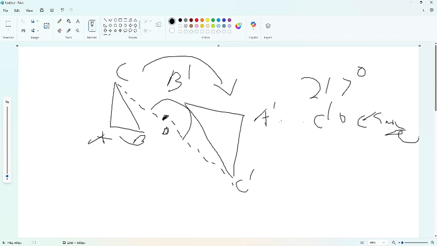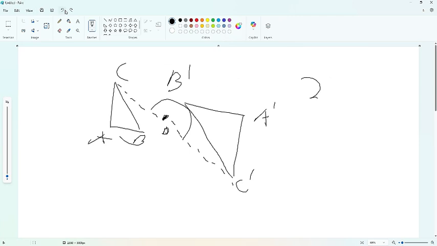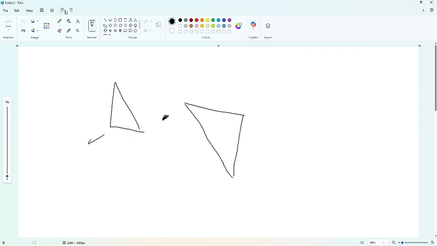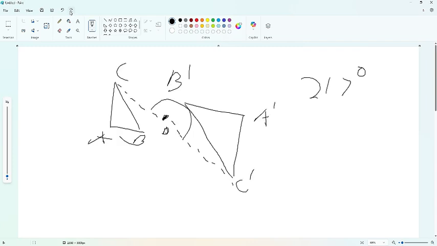If it goes this way, it's clockwise, right? Once you figure out what amount of rotation this is, clockwise, you have to write it: 217 degrees.